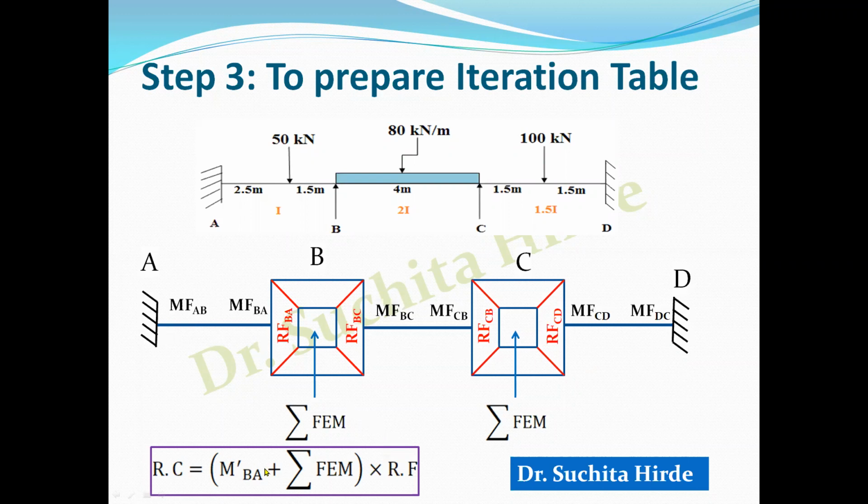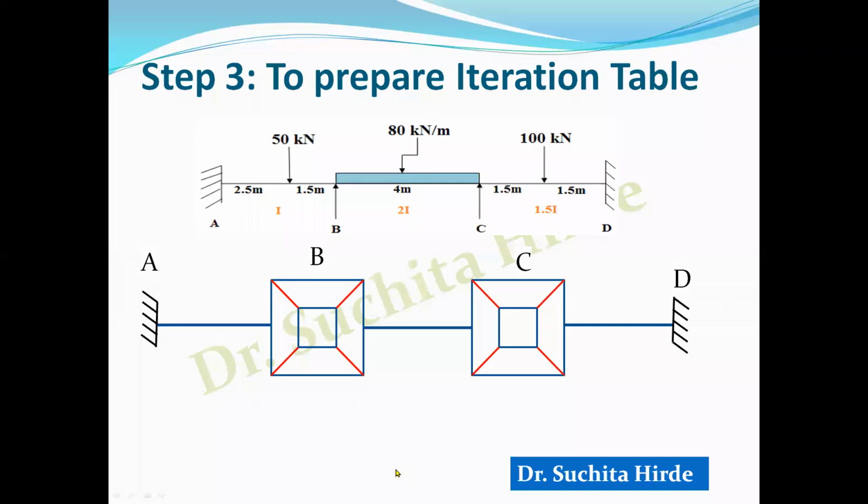What is rotation contribution? It is rotation contribution at far end. Just now we have seen initially what is rotation contribution, so you revise this. So this is far end rotation contribution plus fixed end moment multiplied by rotation factor. So while solving the problem, I will explain this again. So let us see how to solve this. So we are solving this problem.